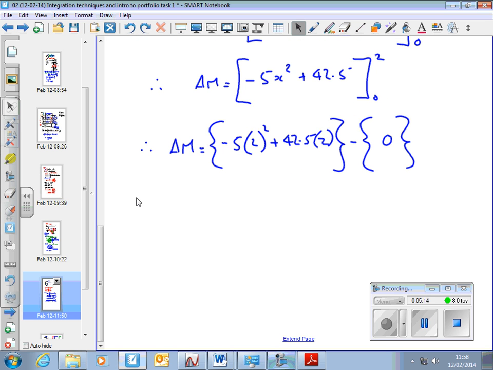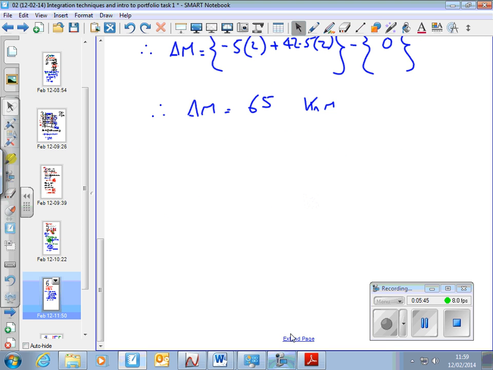And so delta M equals 62.5 kilonewton meters, which is what we measure the moment in: newton meters, or kilonewton meters in this case. Sorry, slight arithmetic error there. 65 kilonewton meters.